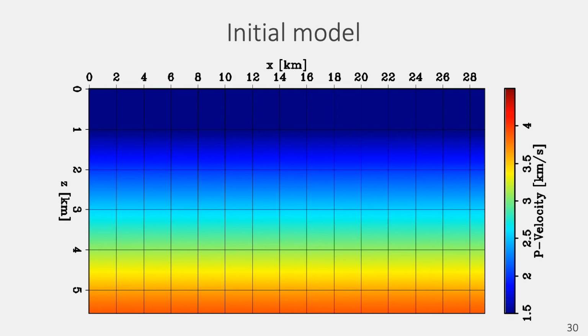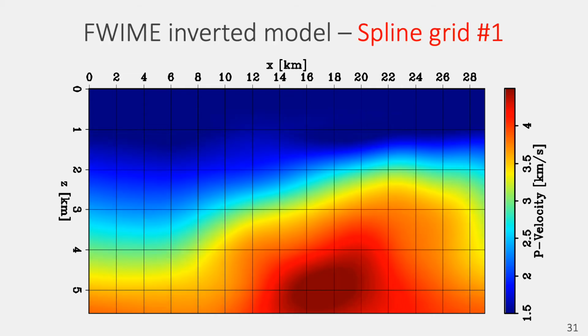And similarly as for the Marmousi 2 example, I will now show the sequence of recovered FWIME velocity models after each spline grid. This is the inverted model on spline grid 1, and this was obtained after 80 nonlinear iterations of LBFGS. In fact, the inversion on this spline grid is the most critical step of our inversion scheme. At that point, the low wave number components of the true model have been recovered.